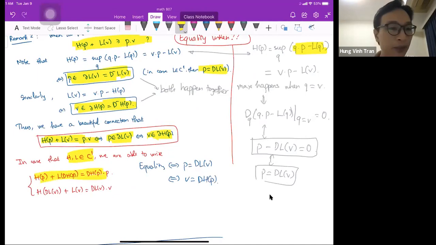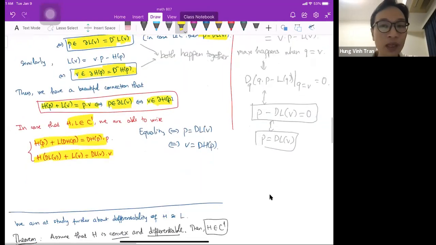You're going to have H(p) plus L(dH(p)) equals dH(p) dot p, and this one. Again, I cannot stress enough how important they are. I'll come back to this when we reach the connections between Hamiltonian dynamics and Euler-Lagrange equations. You're going to see one implies the other and vice versa. Any questions or concerns?